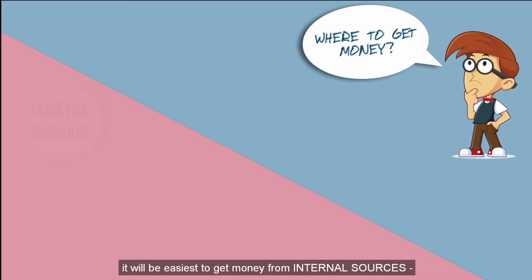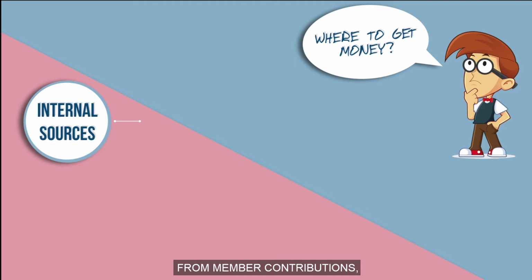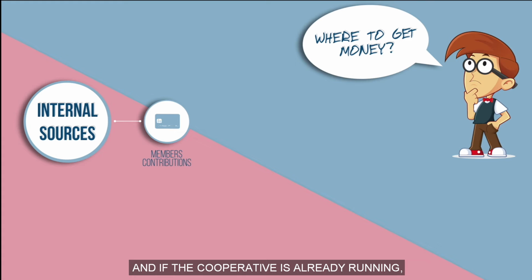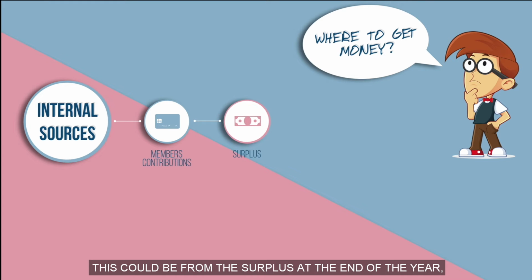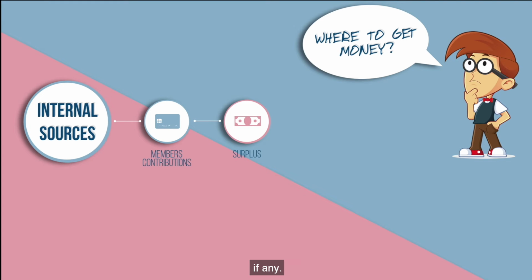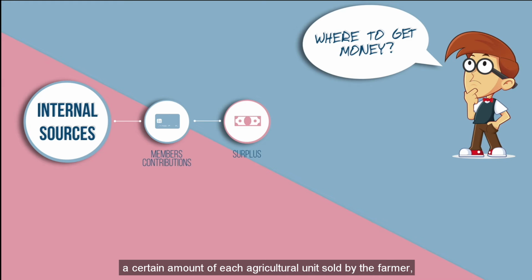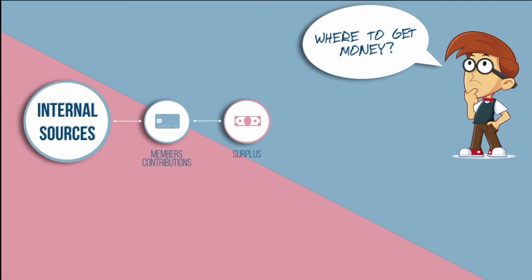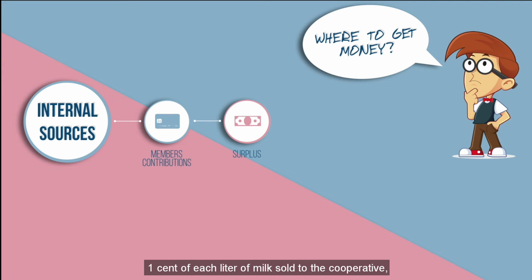For a new cooperative, it'll be easiest to get money from internal sources, such as from member contributions. Now, if the cooperative is already running, this could be from the surplus at the end of the year, if there is any. In other cooperatives, a certain amount of each agricultural unit sold by the farmer, such as say 1 cent of each liter of milk sold to the cooperative, is deducted throughout the investment period.